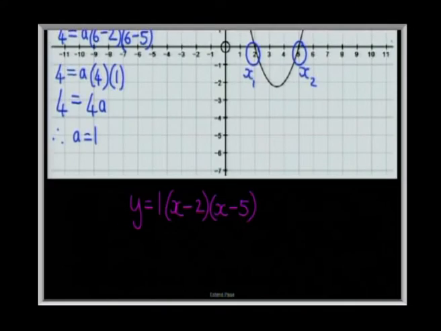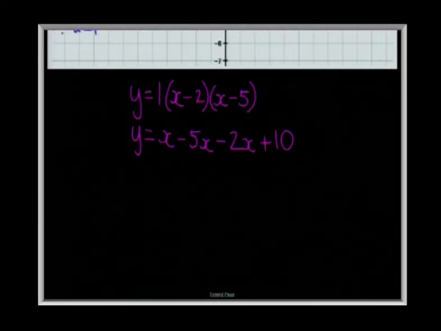Let's multiply it out. Remember your FOIL. Your first times your first is x squared. Outside is x times negative 5, which is negative 5x. Inside is negative 2 times x, which is negative 2x. And last will be positive 10.